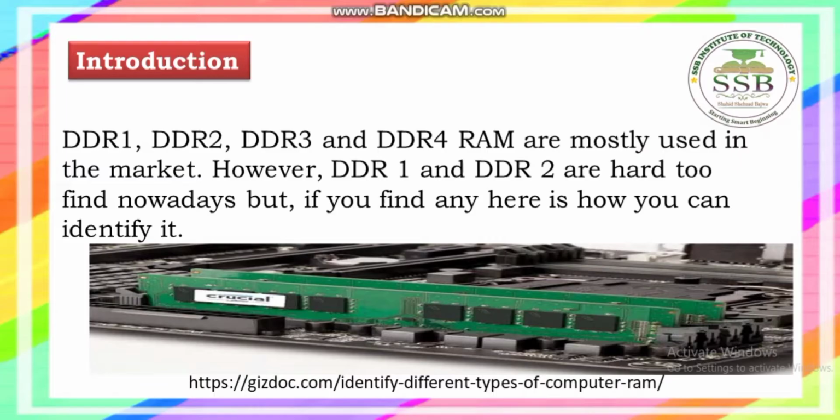We are going to discuss how we can identify DDR1, DDR2, DDR3 and DDR4 RAMs. These are mostly used in the market. However, DDR1 and DDR2 are hard to find nowadays. But if you find any, here is how you can identify it. I have taken all this data from the given source. You may also refer to this data.